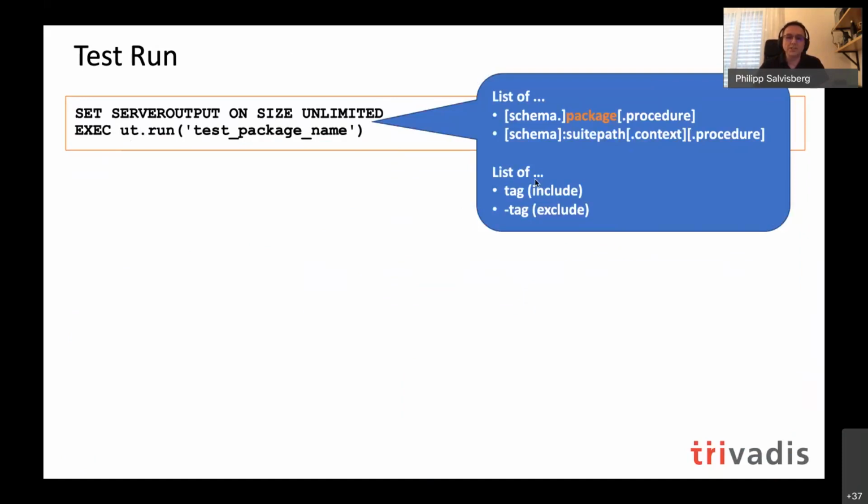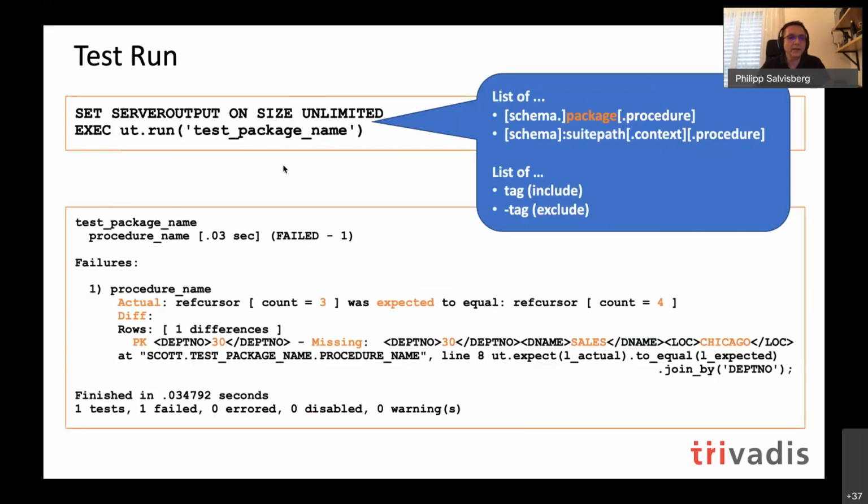I have here options to define a suite path to run just a part of it, to include some tags, to exclude some slow running tests, something like that. That's possible. And in the end, when I show that on the screen, I get this output from utPLSQL that I actually got 3 rows, but I expected 4 rows. And then I get the information about the differences, that 1 row, the department 30 row, is missing in this result. That's quite nice.